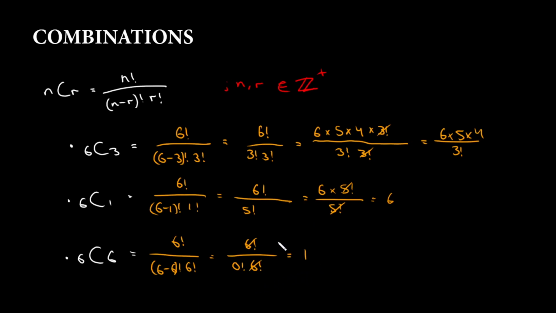But here are some general things that you can remember from these two examples. Any number nC1 is equal to that exact number, and nCr where n and r are equal will always equal 1. So if you remember these two, sometimes it'll save you some time when you're calculating these combinations, so keep that in mind.